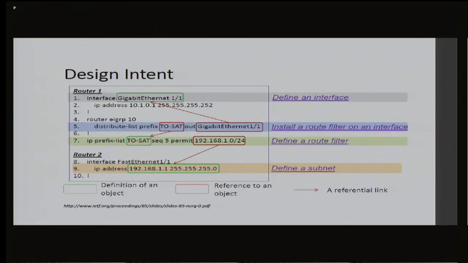Then there's this draft in the Network Complexity Research Group in the IRTF that talks about design intent. What they're trying to do is take the configuration of a device and break it down into independent components, and then figure out the relationship, or the network of connectivity, between the different configuration components in the device itself. This is pretty interesting because they're working at the problem from a different direction: from objects, references, and a referential link. So this is a fairly interesting concept that they're working with here.